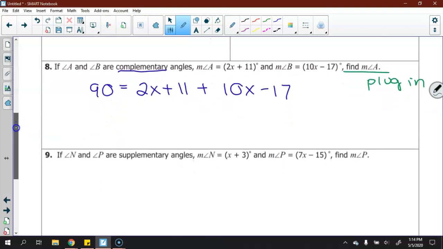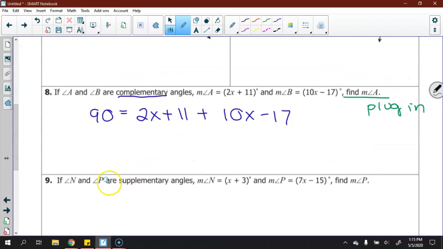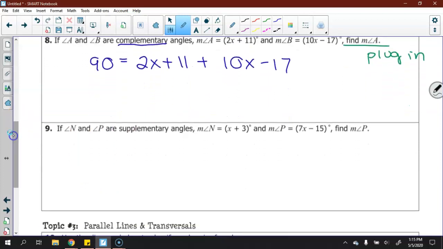All right, and then for number 9, it says that these two are supplementary. So if they're supplementary, they have to add to equaling 180.